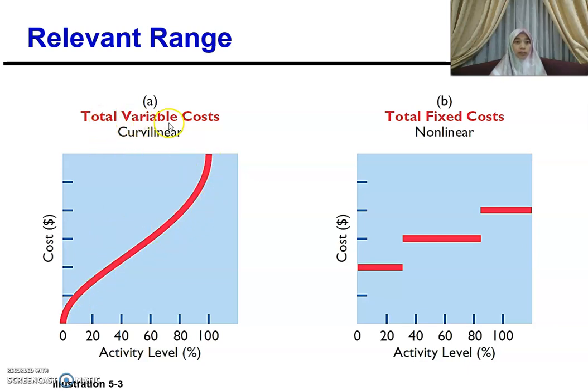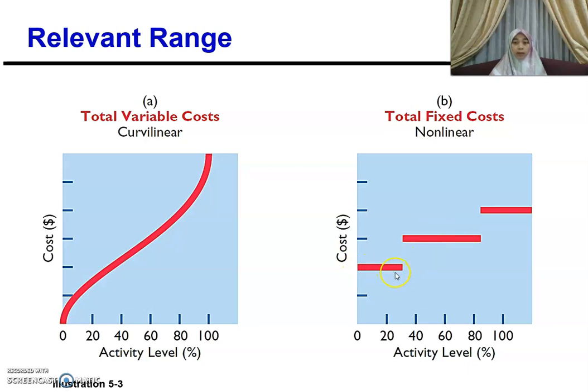Why do you have this curvilinear relationship? For your total variable cost, the variable cost does not increase directly and proportionally throughout. So it is true only for a certain range, and the relationship can be curvilinear. Why do you have this? I will explain after this. The same goes with your total fixed cost. It can be a non-linear relationship.